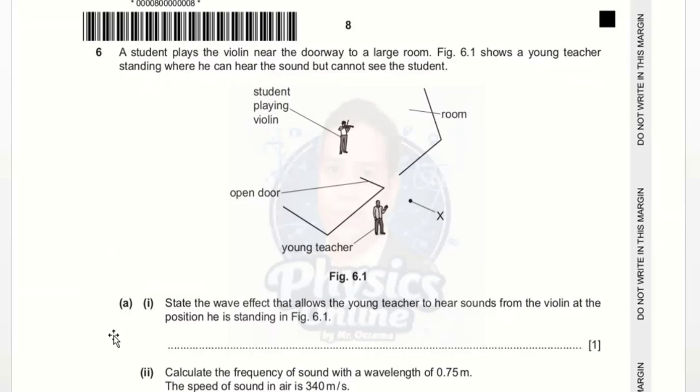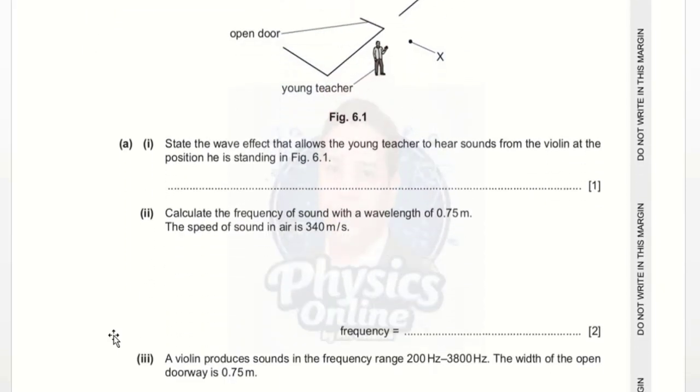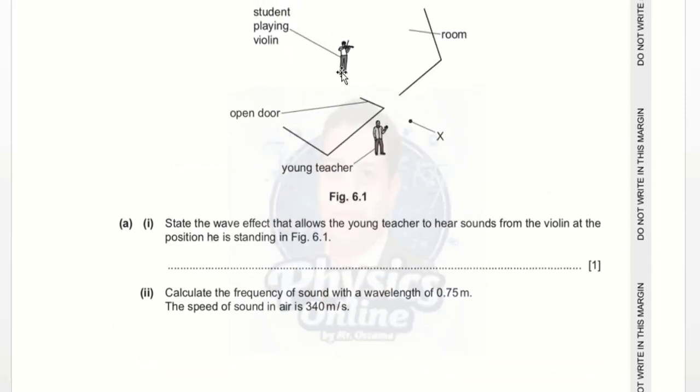A student plays the violin near the doorway to a large room. Figure 6.1 shows the young teacher standing where he can hear the sound but cannot see the student. State the wave effect that allows the young teacher to hear sound from the violin at the position he is standing in Figure 6.1. The teacher will hear the violin by the diffraction of sound.